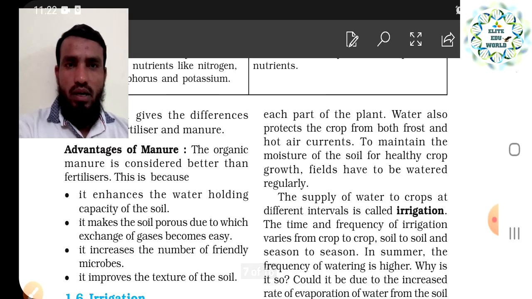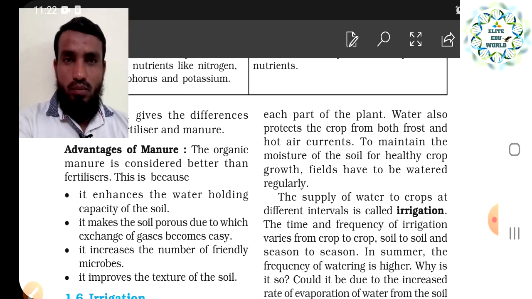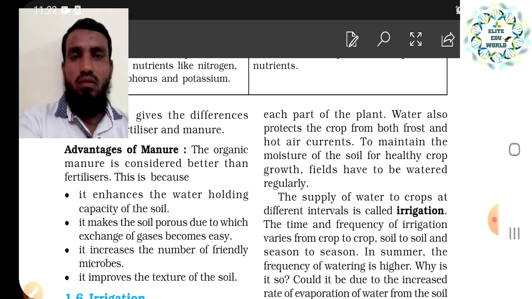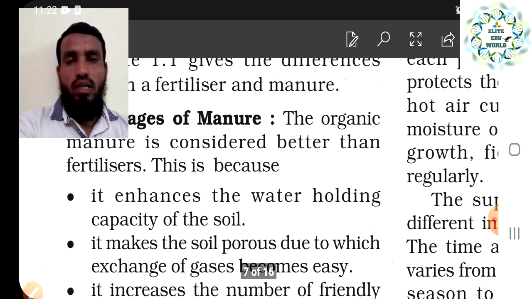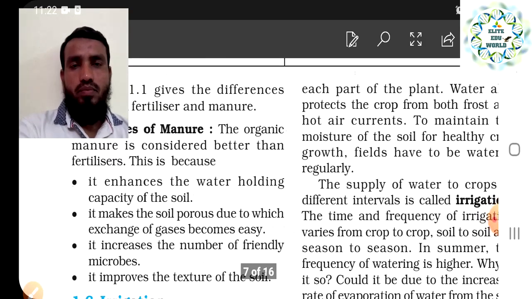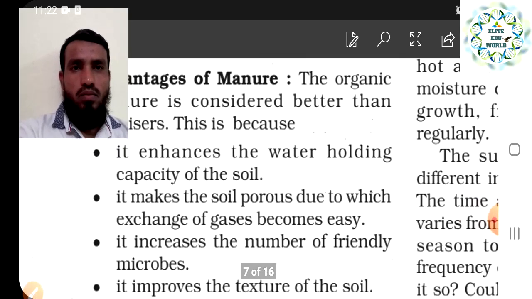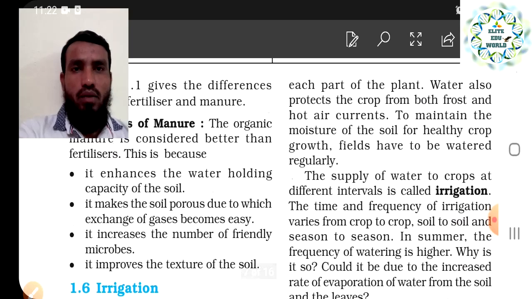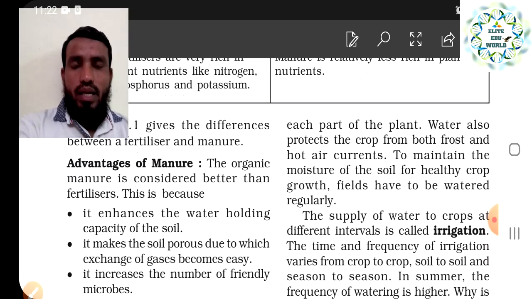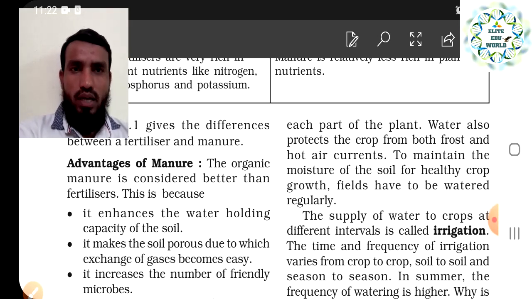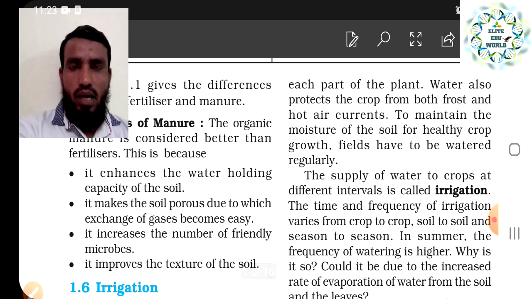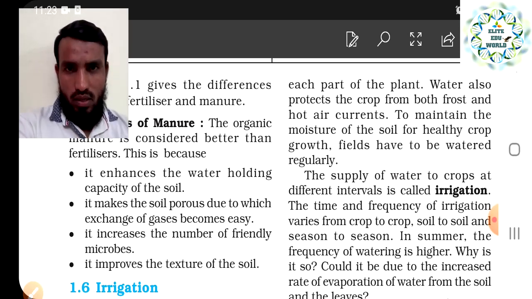Now we will see the advantages of manure. If some farmers are using manures and avoiding fertilizers, what advantages will they get? First of all, organic manure is considered better than fertilizer. Why is it considered better? It enhances the water holding capacity of the soil.